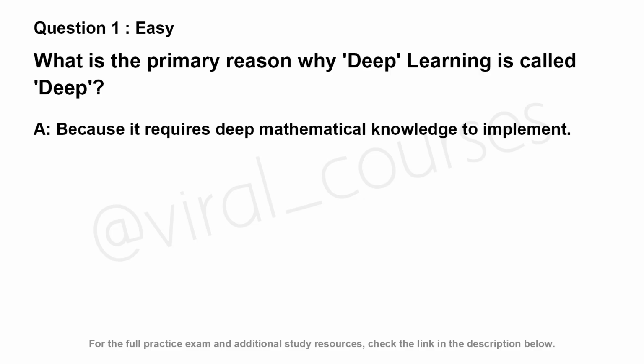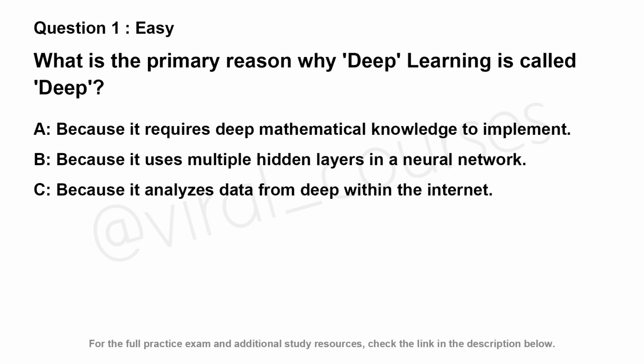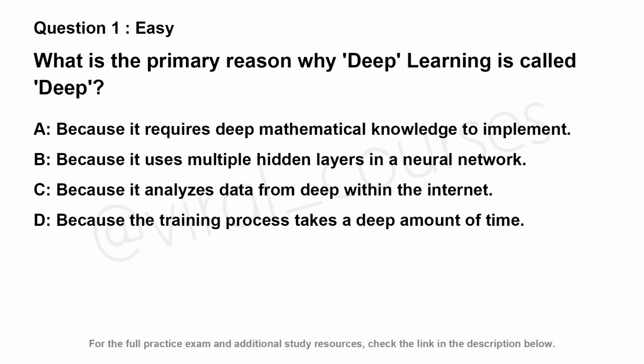Option A. Because it requires deep mathematical knowledge to implement. Option B. Because it uses multiple hidden layers in a neural network. Option C. Because it analyzes data from deep within the internet. Option D. Because the training process takes a deep amount of time.